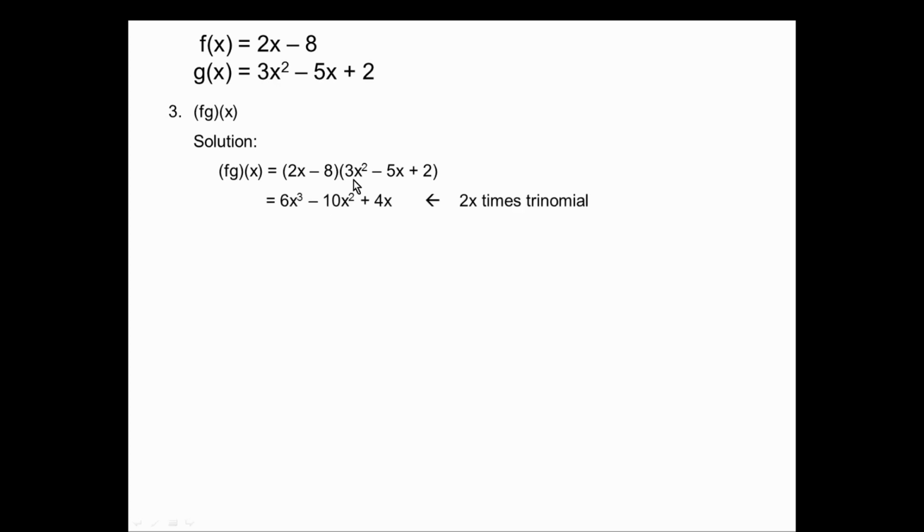So this is 2x times the trinomial. Now when I distribute the minus 8, it'll start off with a negative 24x squared, so I'll line it up with the x squares. So minus 24x squared plus 40x minus 16. So this line comes from doing negative 8 times the trinomial. Now we'll combine similar terms. So I'll have 6x cubed minus 34x squared plus 44x minus 16. And there's your final answer.